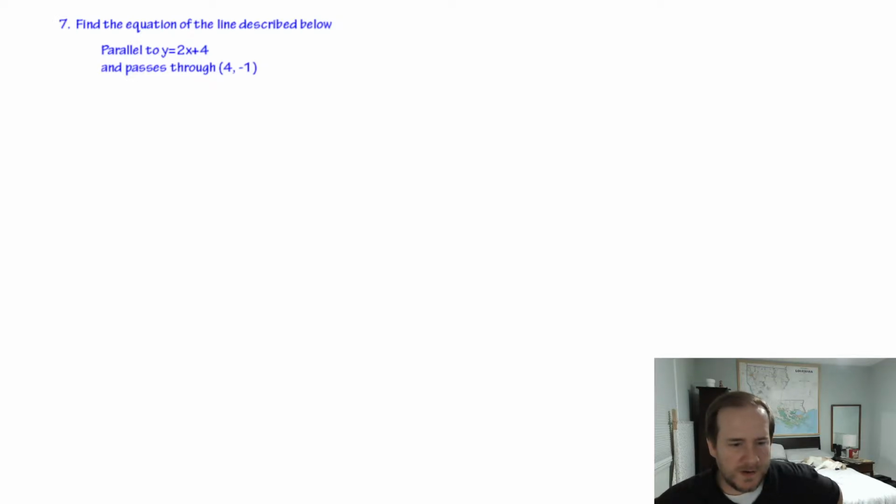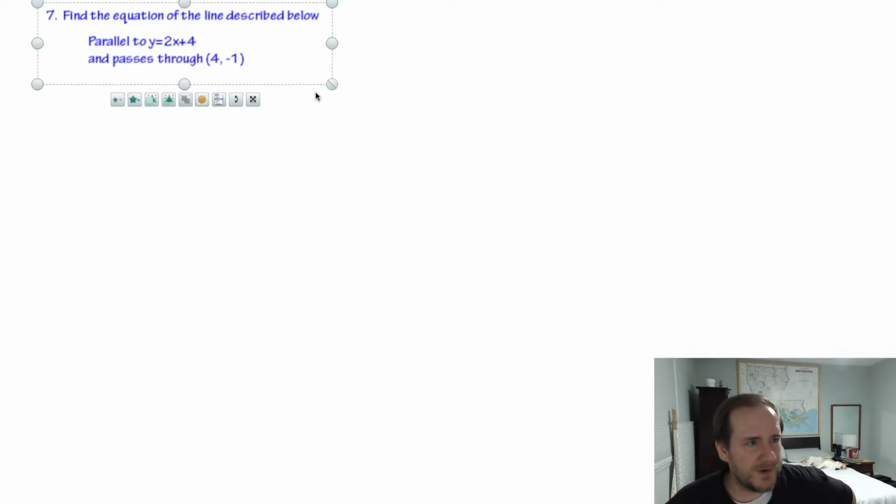All right, and now it's time to be writing some more equations. So for number 7, we want to find the equation of the line described below. We want to be parallel to this line, and we want to pass through 4, negative 1. So there's 2 ways to do this. It's kind of 3 ways to do it, but I don't want to be here all night, so I'm not going to show you every possibility.